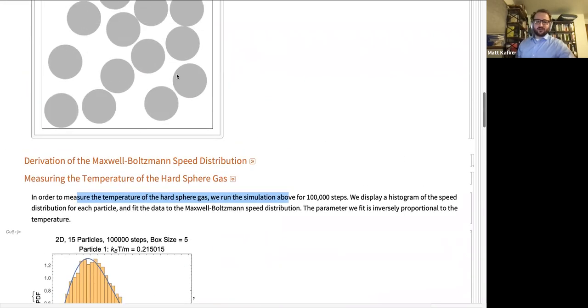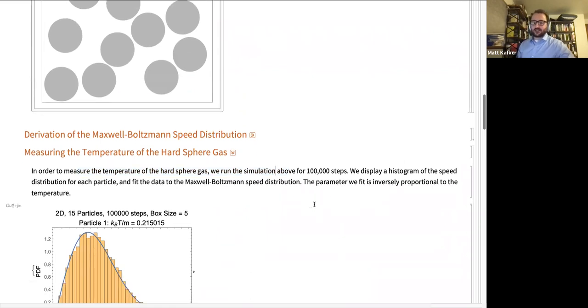Okay, so here's what we're going to do. We're going to take one of these simulations here. We're going to run it for a large number of steps. And the hypothesis is that this is going to equilibrate very quickly.